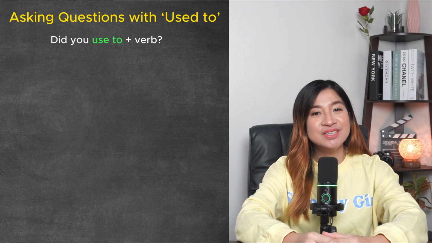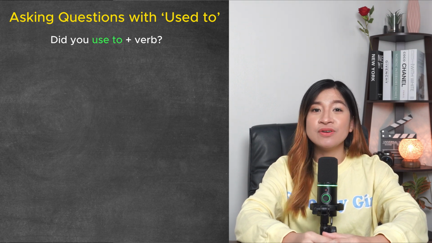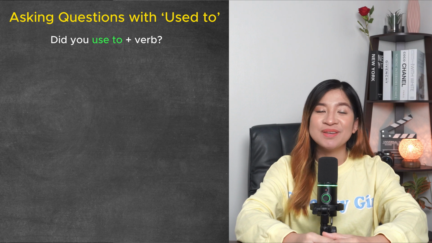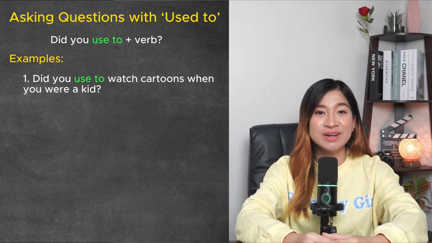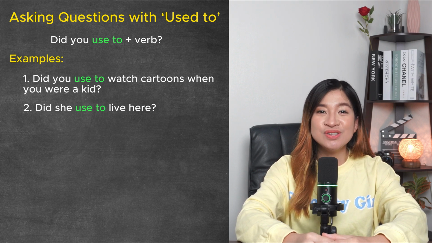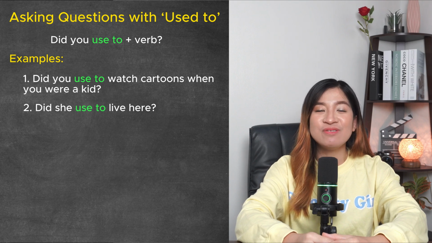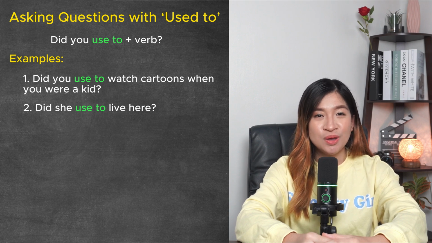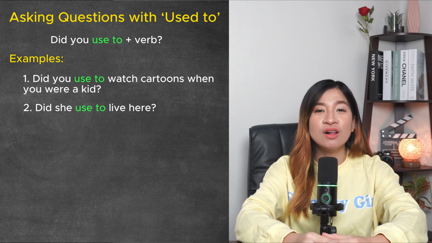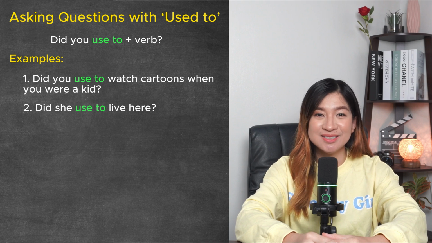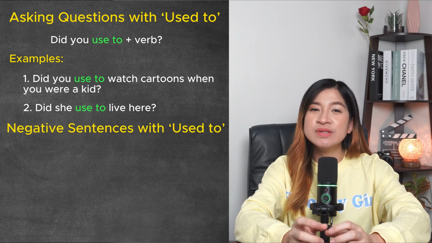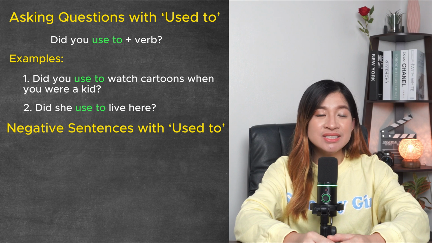Now, if you want to ask someone about their past habits, it's really easy. Just say, "Did you use to" plus verb, like this: "Did you use to watch cartoons when you were a kid?" "Did she use to live here?" Notice how we say "did you use to," and not "did you used to," because the word "did" already makes it past tense.